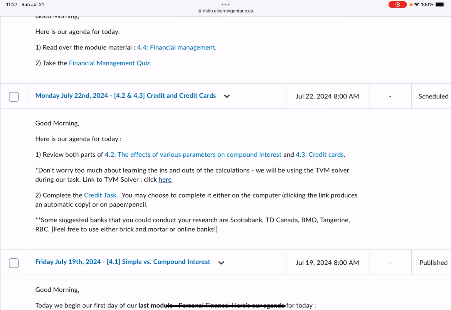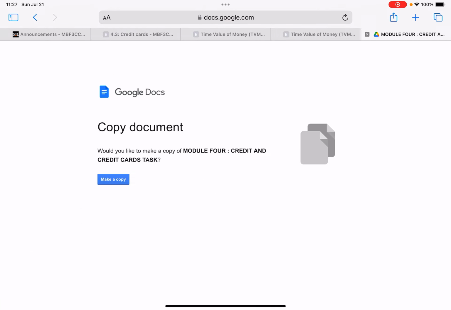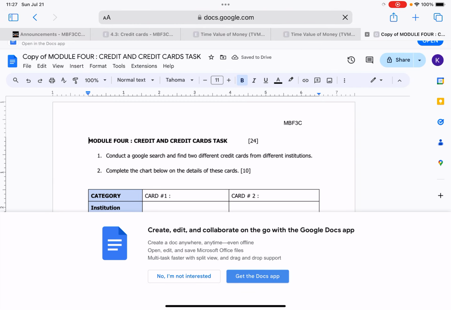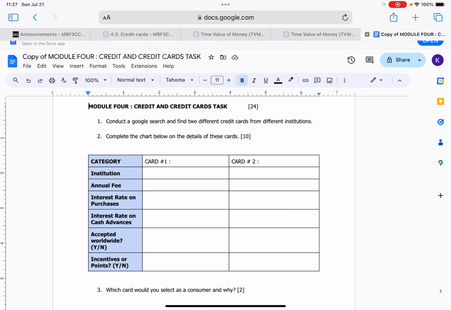So you can either just type it in the computer. It's a lot more friendly, this task, for the computer, or on paper and pencil is fine. Suggested banks are Scotiabank, TD, BMO, Tangerine, RBC, any bank that you wish. It can either be a physical bank, so brick and mortar, or it can be an online bank. When you click on the assignment, you're just going to click Make a Copy. And it's going to bring you right to here, so all the questions.